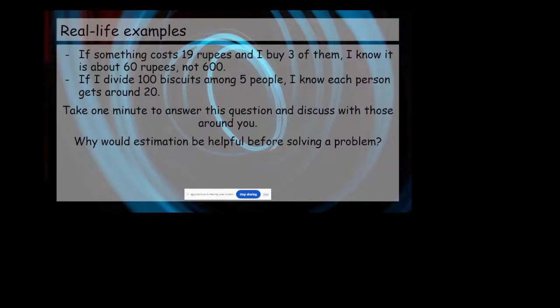Here are some real life examples. If something costs 19 rupees and I buy 3 of them, I know it is about 60 rupees, not 600. Also, if I divide 100 biscuits among 5 people, I know that each person will get around 20. Take 1 minute to answer this question and discuss with those around you. Why would estimation be helpful before solving a problem?